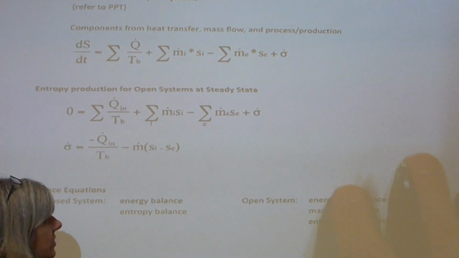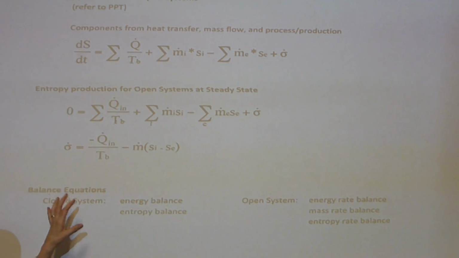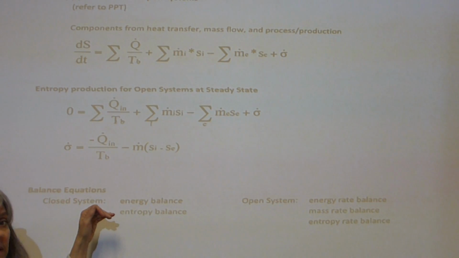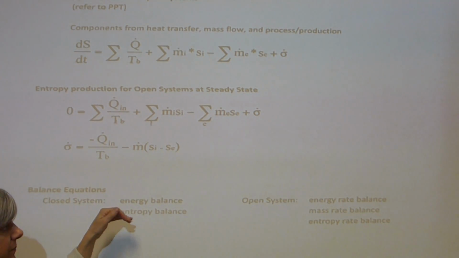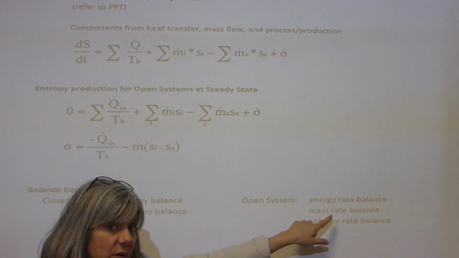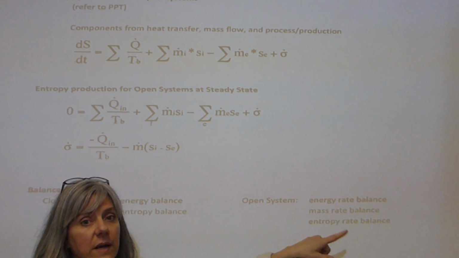We're going to come back to that in a sec, but as a summary, for balance equations, for a closed system we have energy balance and entropy balance. For open systems we have energy rate balance, mass rate balance, and entropy rate balance.